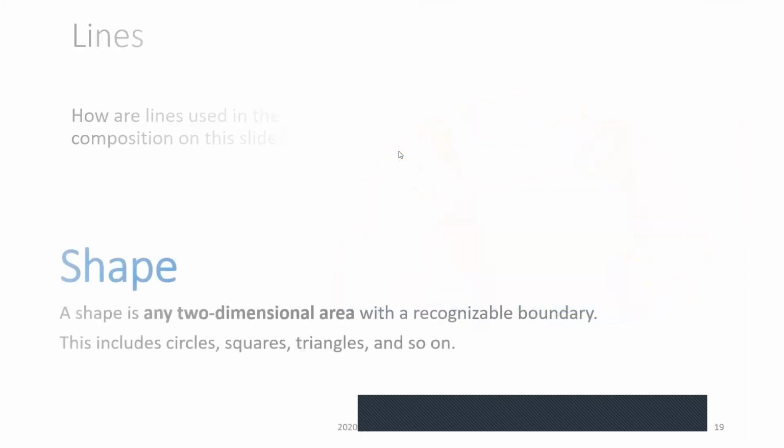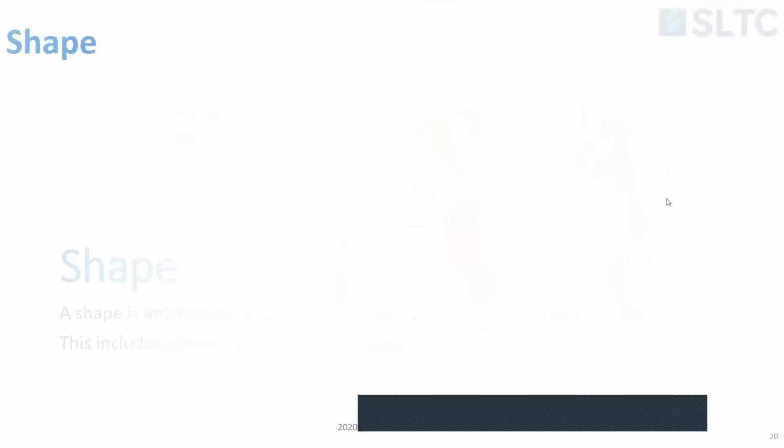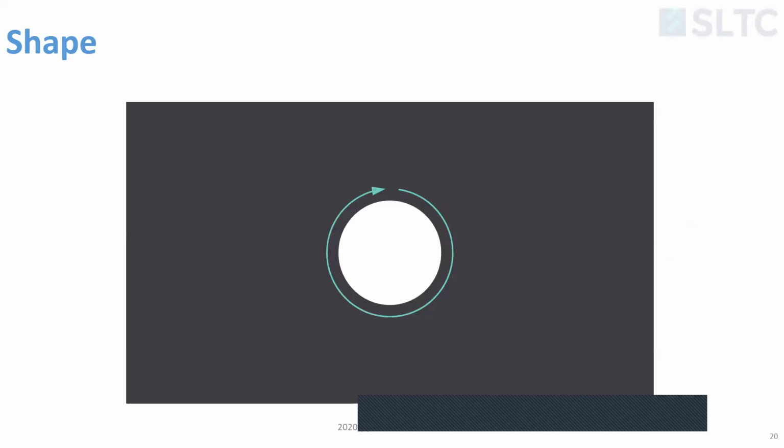Now let's look at the next one. Shape. What do you mean by a shape? A shape is any two-dimensional area with a recognizable boundary. Any two-dimensional area. So it can be a circle, it can be square, triangle, whatever. But it has a recognizable boundary.